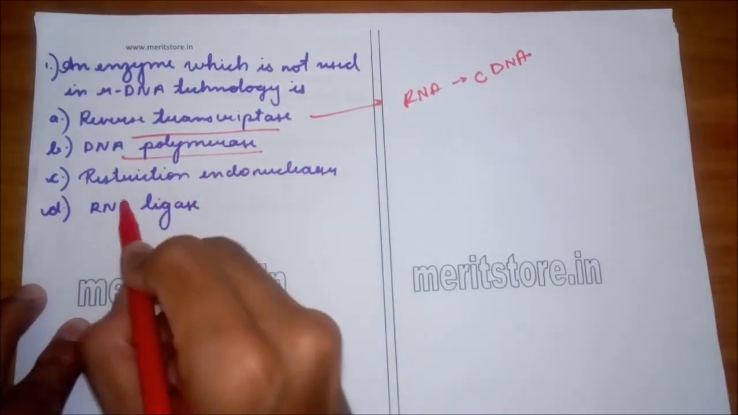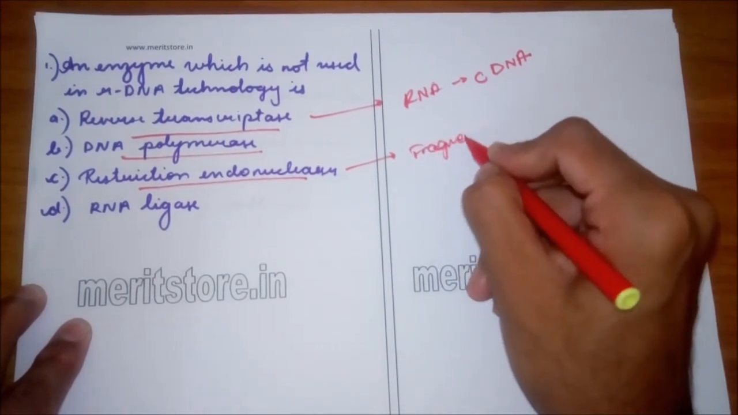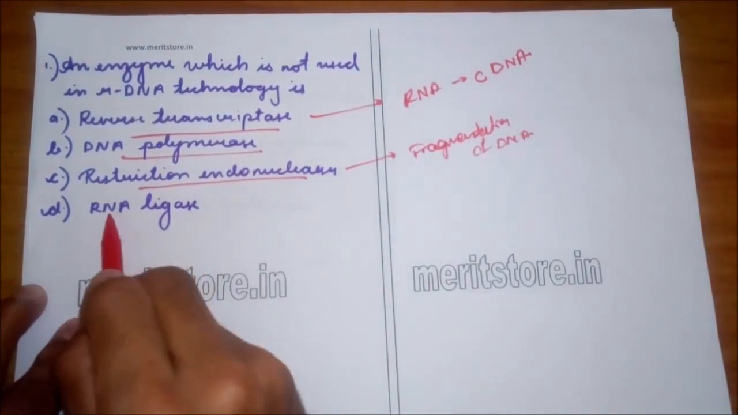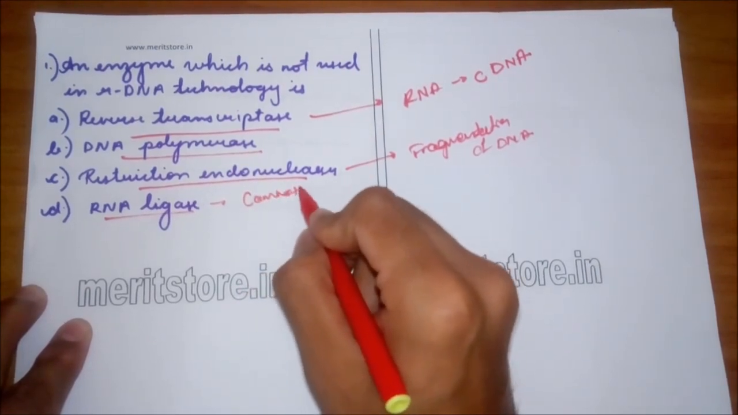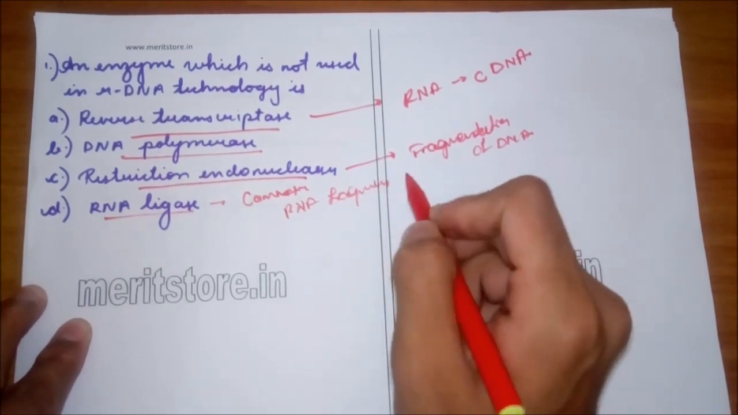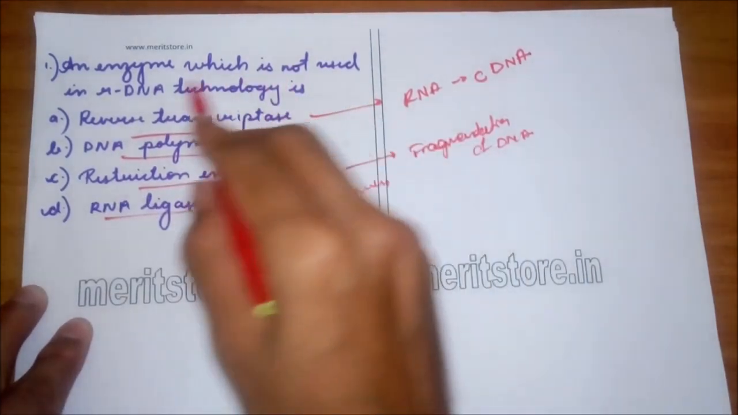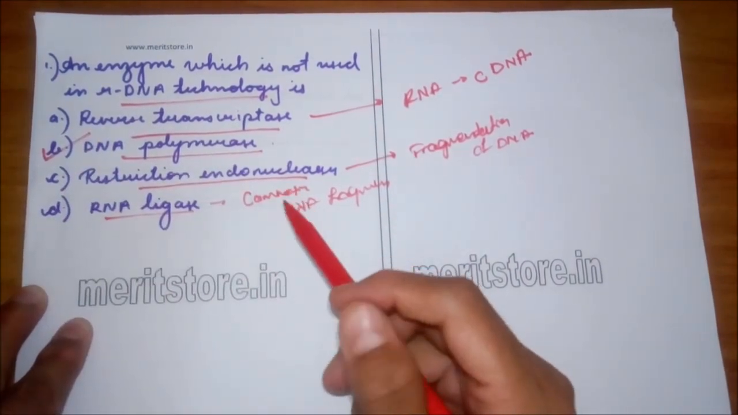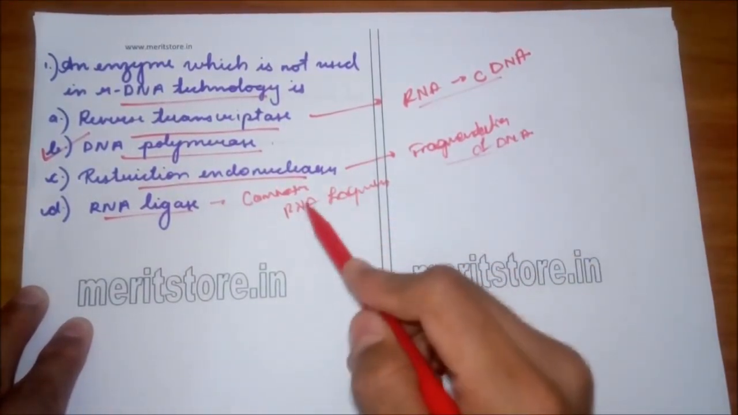Restriction endonucleases are required for fragmentation of DNA. And option D, which is RNA ligase, is for connecting or joining the RNA fragments. So option B, which is not used, has no application in rDNA technology. So option B is the correct answer. DNA polymerase is not used in rDNA technology. The rest all three are used in rDNA technology for some purpose or the other.